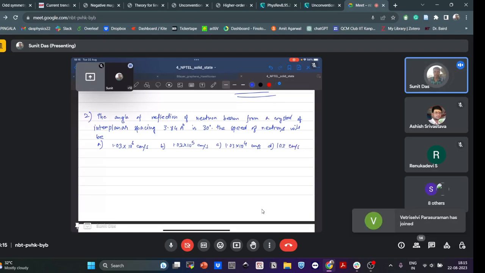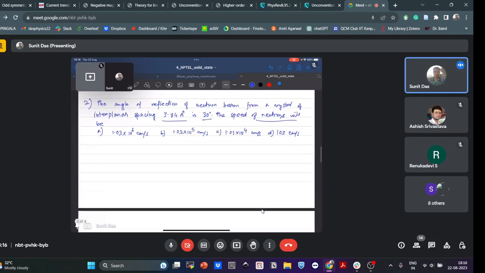Okay, so the question is: the angle of reflection of a neutron beam from a crystal of interplanar spacing d is 30 degrees. We need to determine the speed of the neutrons. So let's try to find out. Essentially given is d, the interplanar spacing, and the glancing angle theta. So this is given as 30 degrees.